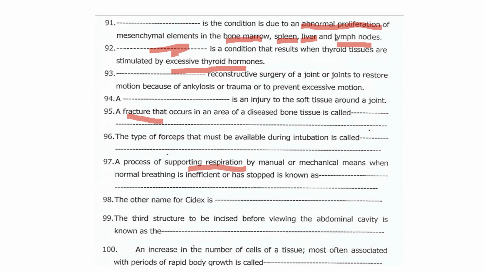99. The third structure to be incised before viewing the abdominal cavity is known as fascia. 100. An increase in the number of cells of a tissue, most often associated with periods of rapid body growth, we call hyperplasia.